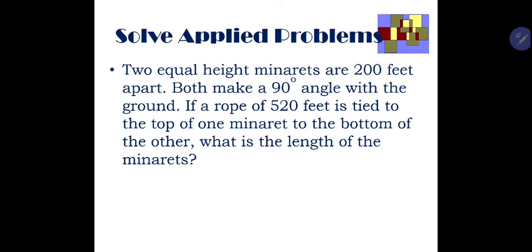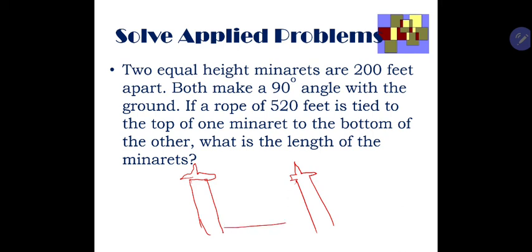This question says two equal height minarets are 200 feet apart. Both make a 90-degree angle with the ground. If a rope of 520 feet is tied to the top of one minaret to the bottom of the other, what is the length of the minaret? Let me draw these two minarets. Here we have two minarets here. Let's say this thing and this thing.